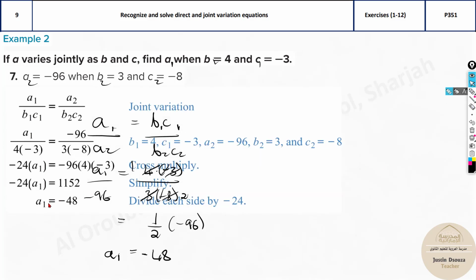You can check the answer, it's negative 48. But doesn't matter which formula you use. Here it's little different, but ultimately answer is same. You can see it's almost relatable. A1, if you take this up over here, it will be B1, C1. Take this down, A2, B2, C2.